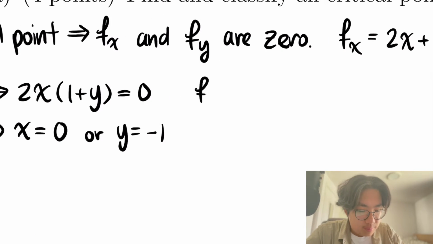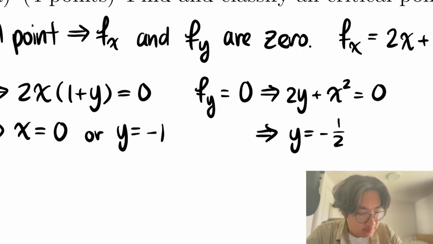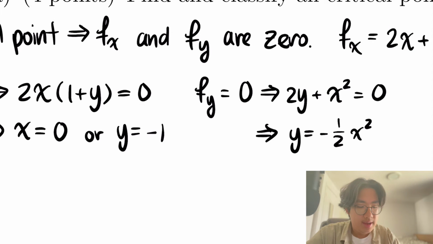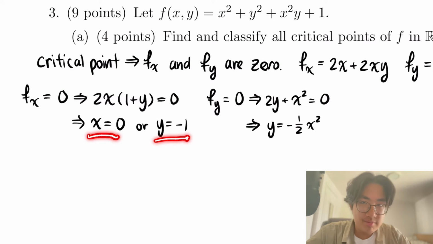And then for f sub y, that's equal to 0. We know that 2y plus x squared is equal to 0, meaning y is equal to negative 1/2 x squared. Okay, so now when determining the critical points, what you want to do is pick either or, like just set x equal to 0, see what happens, and then y equal to negative 1, see what happens.